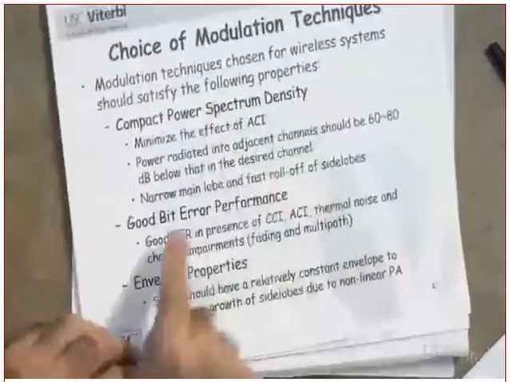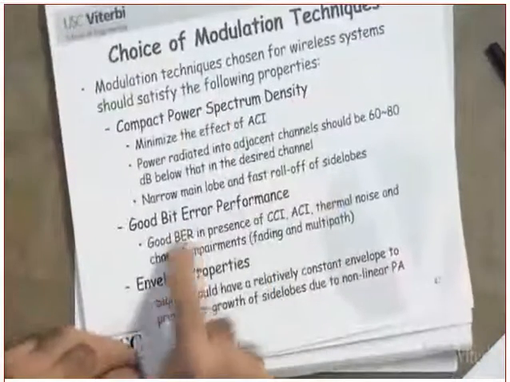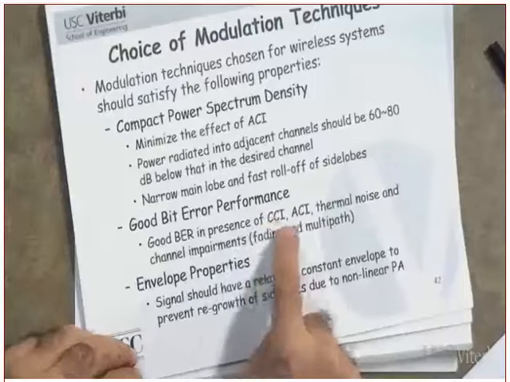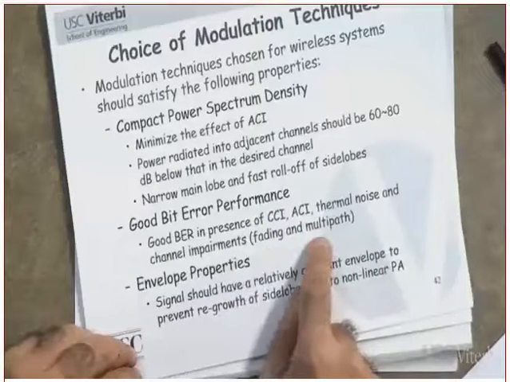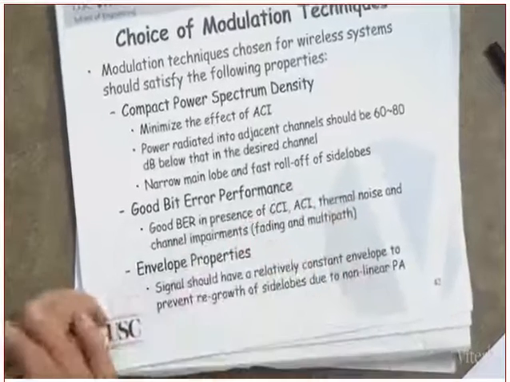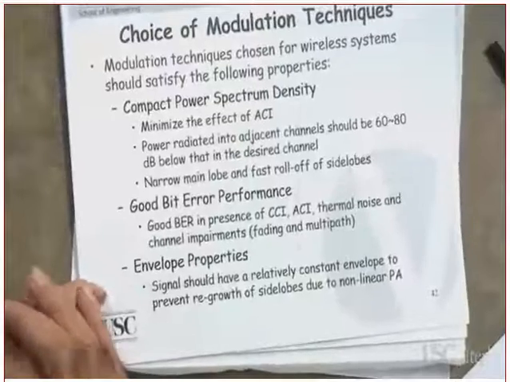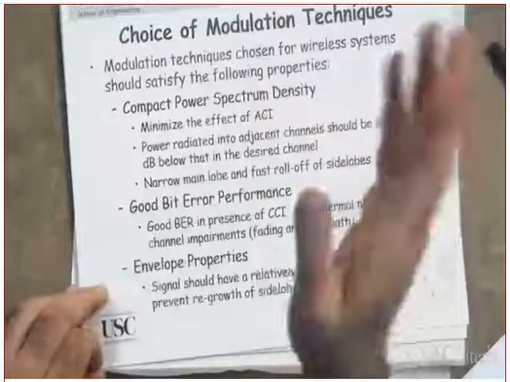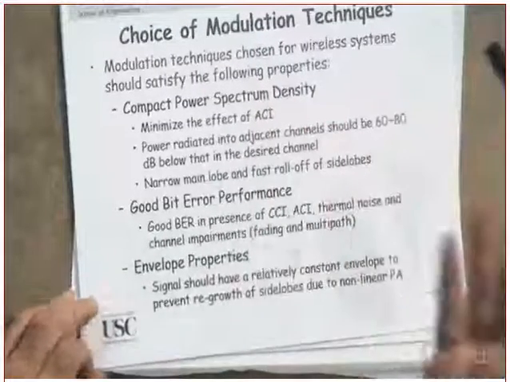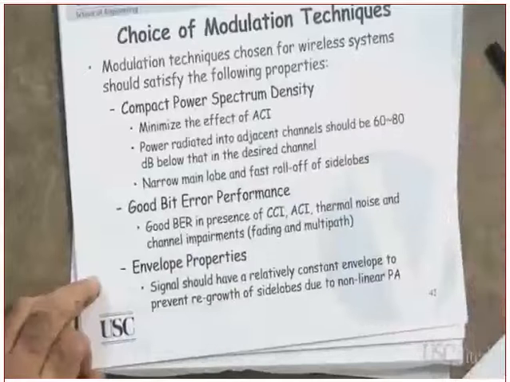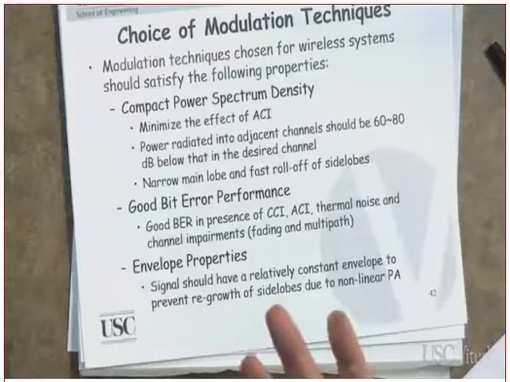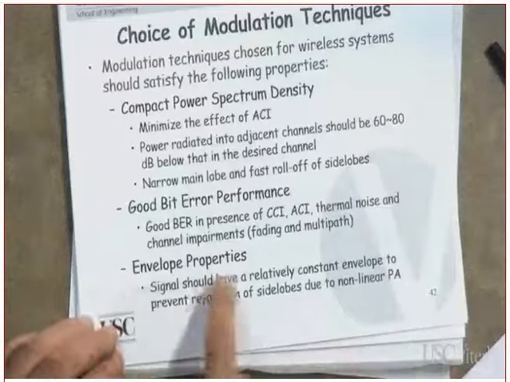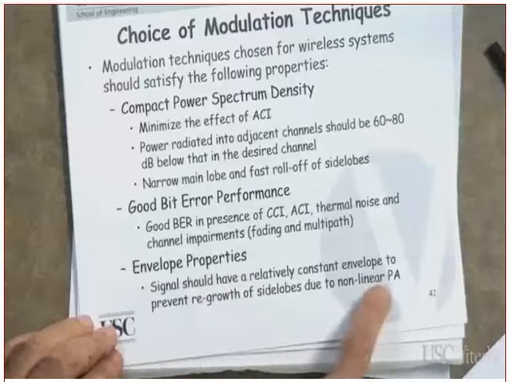Okay. So again, as I told you, you need to make sure that our modulation gives good bit error rate performance in the presence of CCI, ACI, thermal noise, and channel impairments, fading, multipath. The modulation technique needs to provide you with a reasonable bit error rate. Now, the bit error rate required depends on the application. For example, for a voice application, you can tolerate a bit error rate of 10 to the minus 3 or something like that. It's okay. For data, it might not be okay. So it depends.